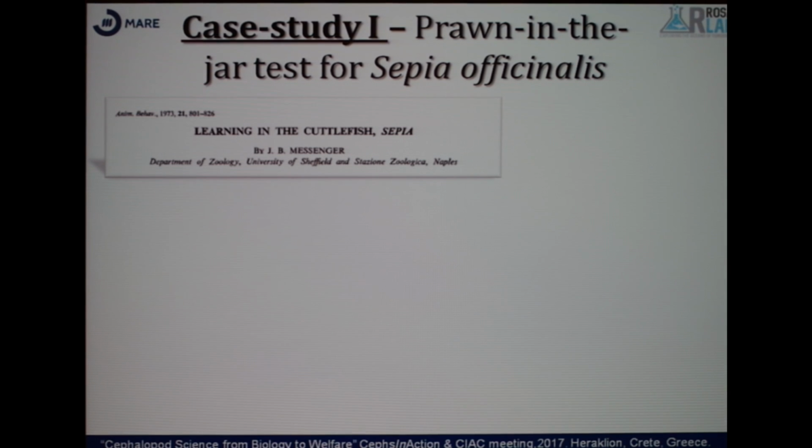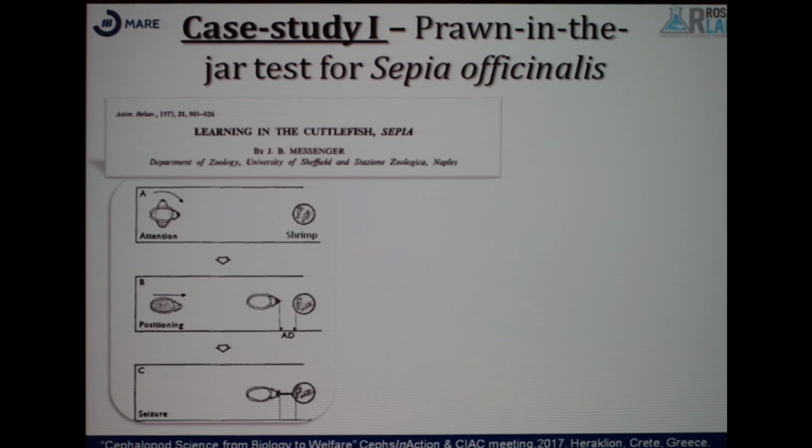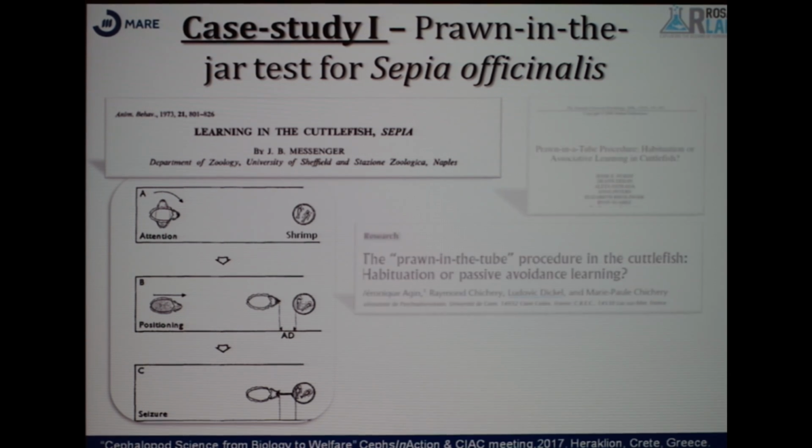and to provide some cases for how standardization has helped throughout the years in research. I'm going to present 3 case studies. So, the first case study is the widely used Prawn-in-the-Tube test for Sepia officinalis. Since Messenger 73, this test has been used by many research groups, and it basically assesses the response of the cuttlefish to a shrimp inside the tube through the 3 main phases: attention, positioning, and seizure. Seizure with a tentacular strike.